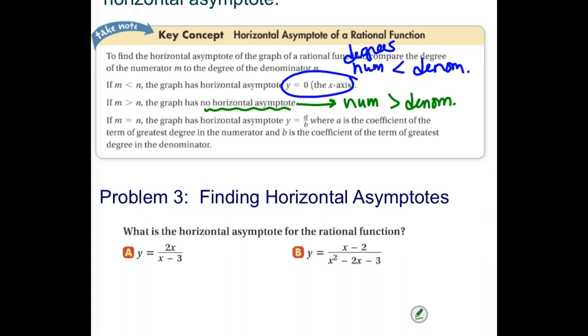If the two degrees match, and again, this is the degree of each, then we use the leading coefficients. So our horizontal line would have equation y equals whatever the leading coefficient of the numerator is divided by the leading coefficient of the denominator. Okay, now what does all that mean?